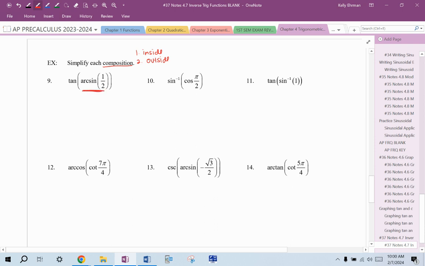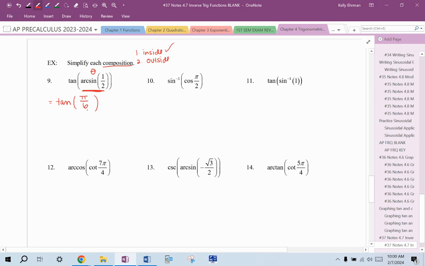Here's what I like to do. Make a note whether this inside part is the answer here, theta, or is it like a speed quiz question. So if I see arcsine, I'm supposed to get a theta out of that. So let's rewrite the problem. It's tangent on the outside. Tangent of what? What is the theta that makes sine equal to 1/2? Sine is 1/2 when theta is pi over 6. So I've taken care of the inside.